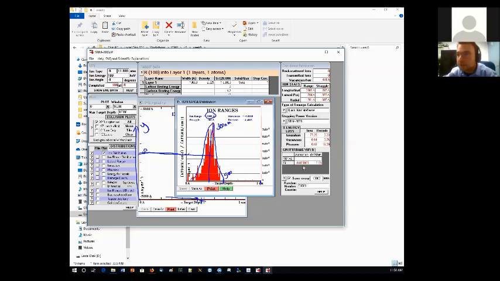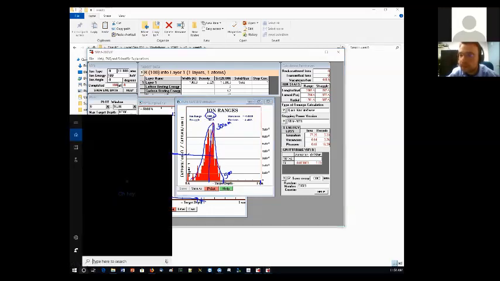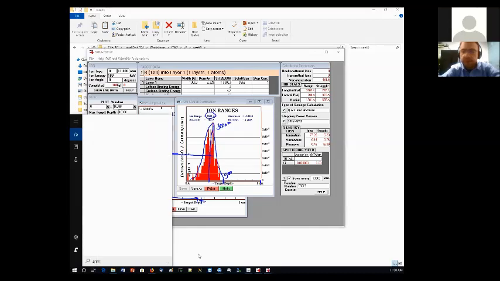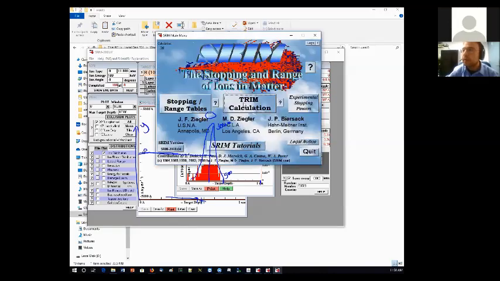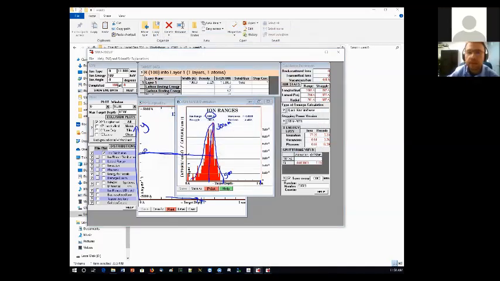Let's try something because I don't want to lose this. Let's initiate another SRIM, okay? So going down to Windows and writing SRIM one more time. I don't know if it will allow me to do that, but I don't want to lose the screen. Okay, it did. Nice. So it brought me another one. I will click on the TRIM calculation.